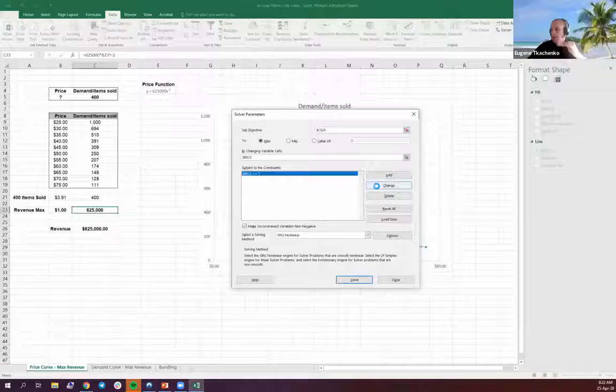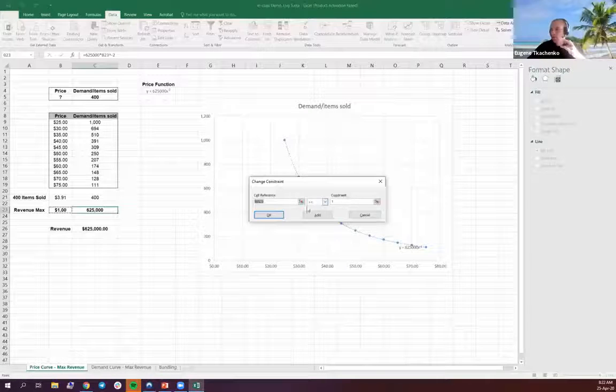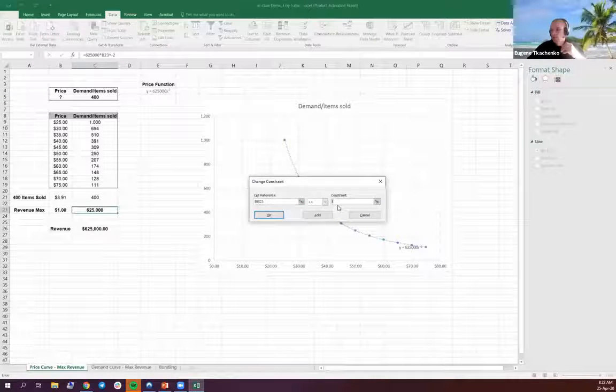For example, in this case it was 1, but 1 is not realistic. So let's run this model one more time just to see what kind of result we may get if we change the constraint from 1, let's say, to 20. And again, there is no right or wrong answer.